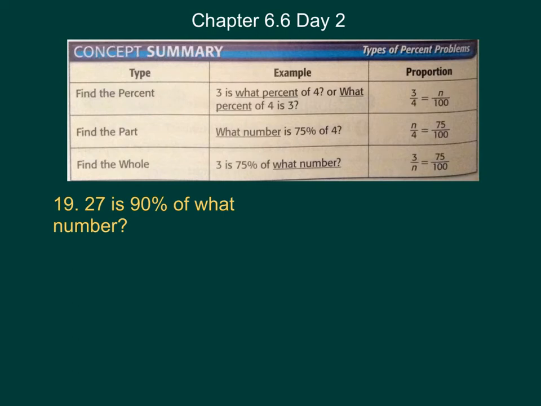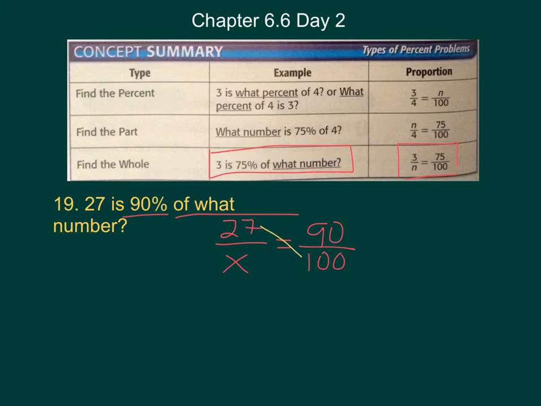Question 19 is the third type of question. 27 is 90% of what number? So we're going to have an equation like that. Right off, I know I'm going to need 90%. It says of what number? So I know my bottom is the unknown, and my top is 27. Again, I take 27 times 100, 2700 divided by 90 gives me x equals 30.